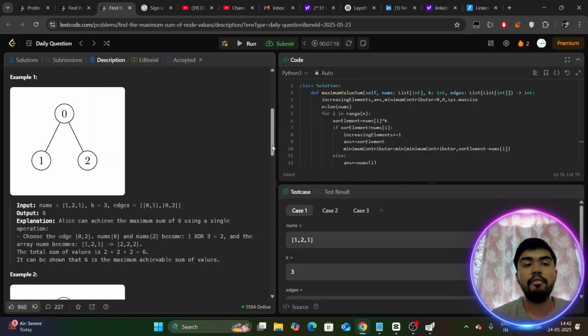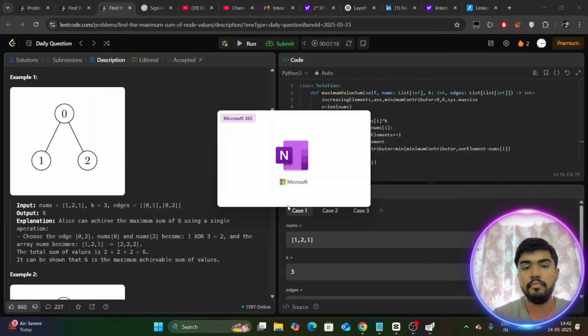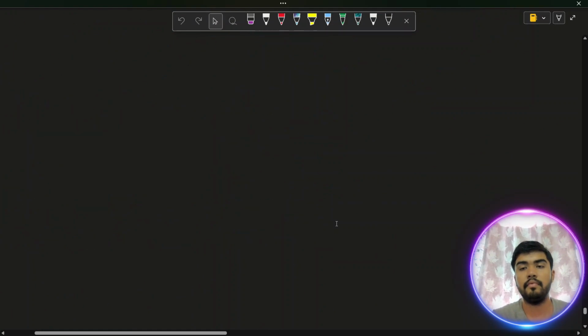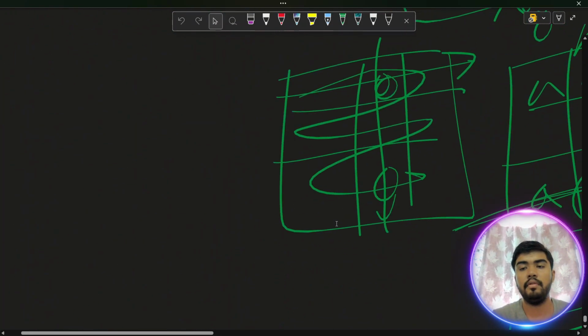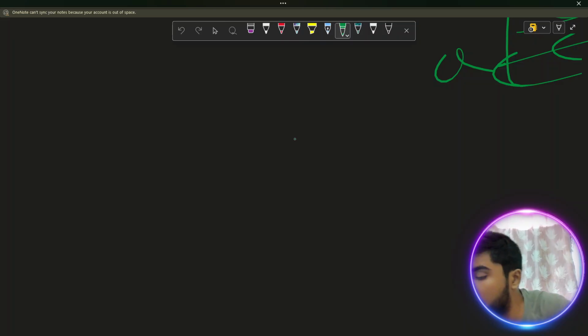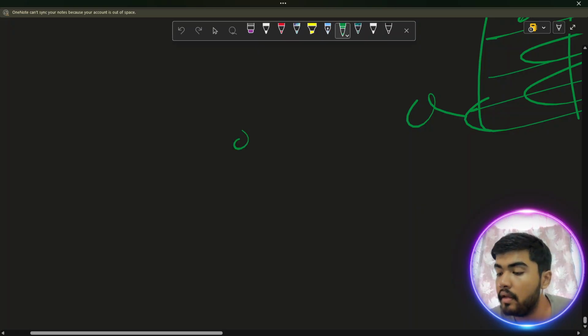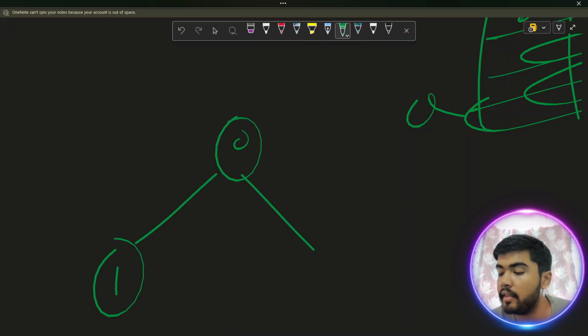So basically the value of this node is 1, the value of this node is 2, and the value of this node is 1. Let me try what happens with this. Can it allow us to write? Yes, I guess so. There is a huge problem writing it like this. So that is the graph they have given to us, and the values it is holding.